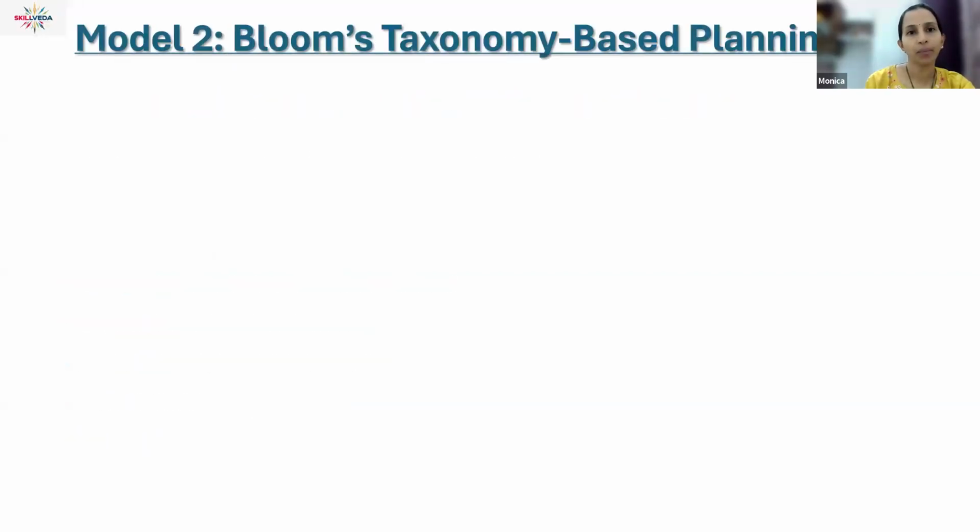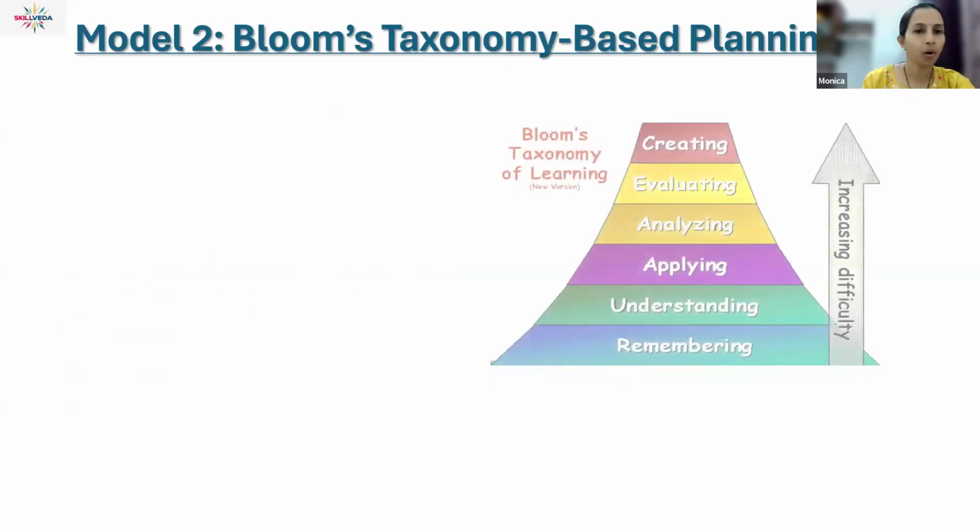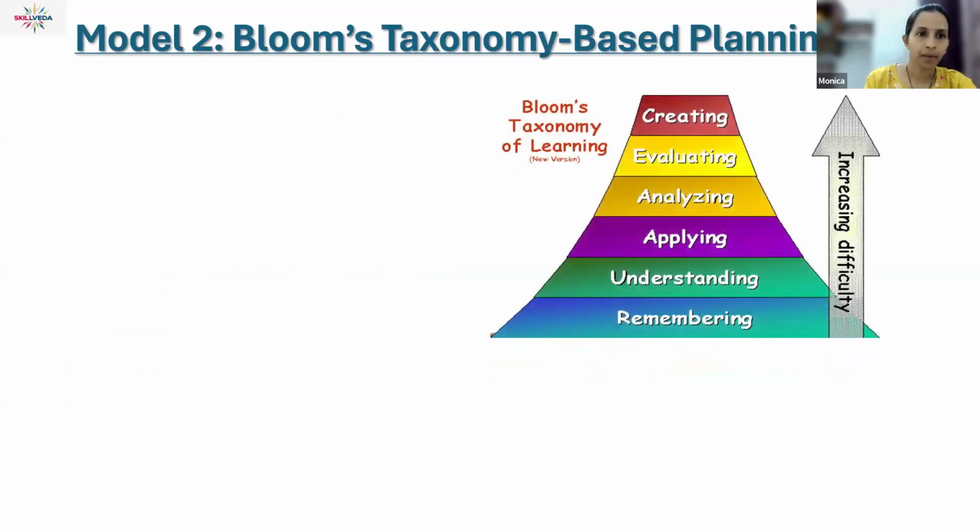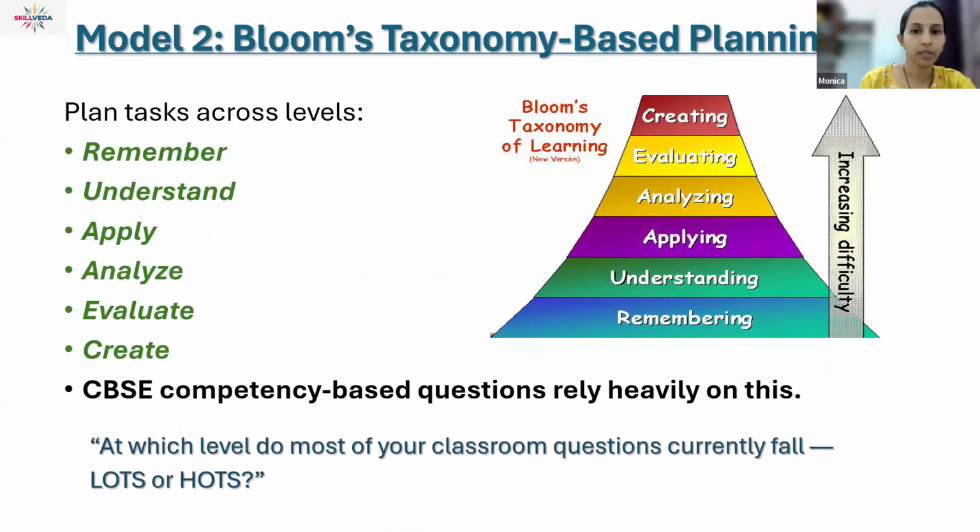Okay, and the second important model is Bloom's taxonomy. This is also a very old model that we have been using in our pedagogy for a very long time. And this is very important for cognitive processing. Okay, Bloom's taxonomy is a framework that classifies the learning objectives from lower order thinking to higher order thinking skills. So, as we move up the pyramid, the level of cognitive complexity increases. So, here you can see different levels.